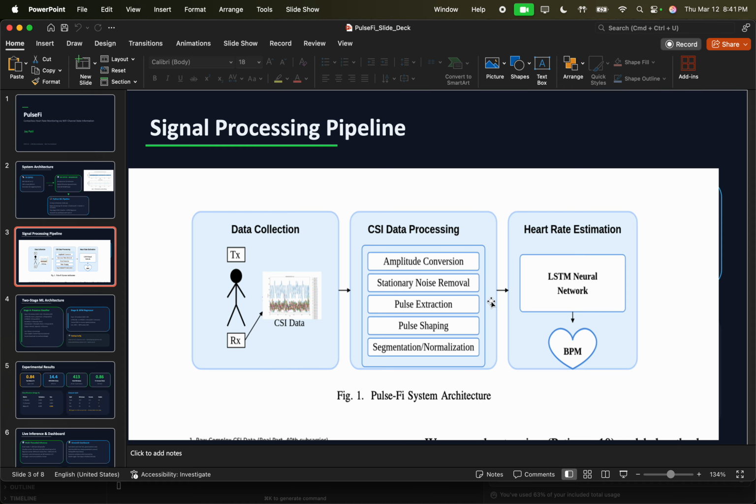We take the amplitude, we apply a Butterworth bandpass filter, then we apply one more filter to normalize the rate and get the corresponding frequencies for 48 to 130 BPM, and then we feed the data to an LSTM neural network to train it.